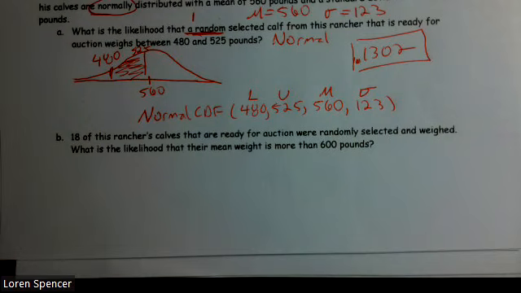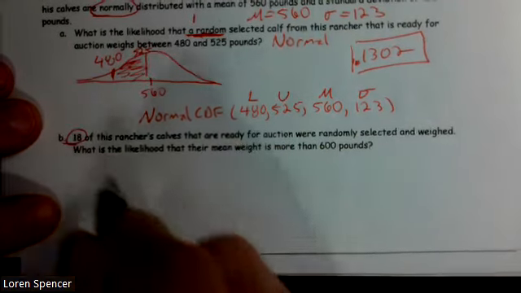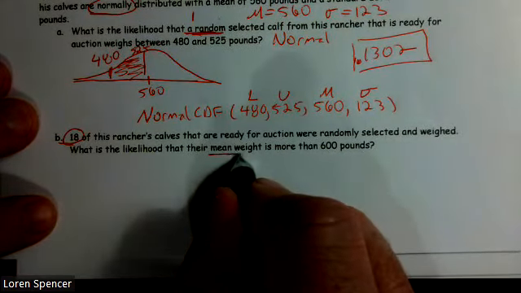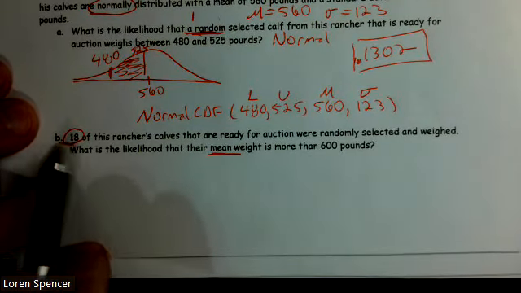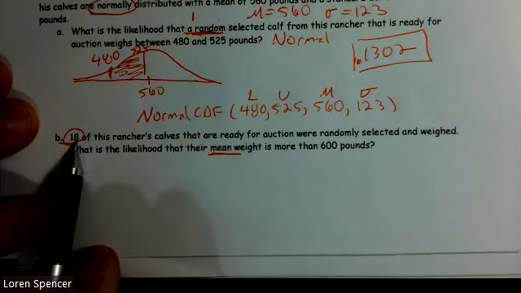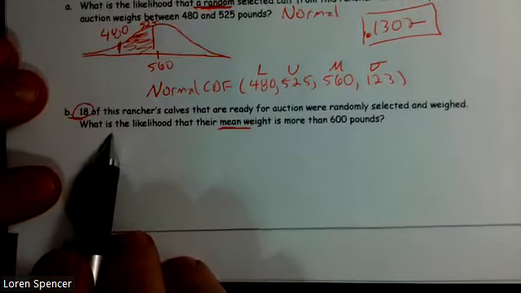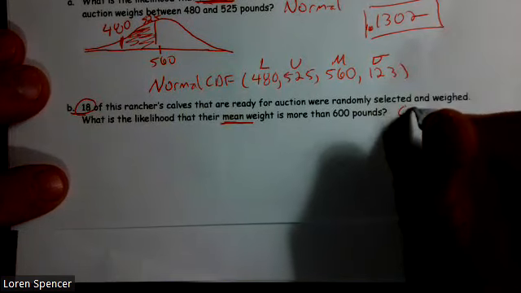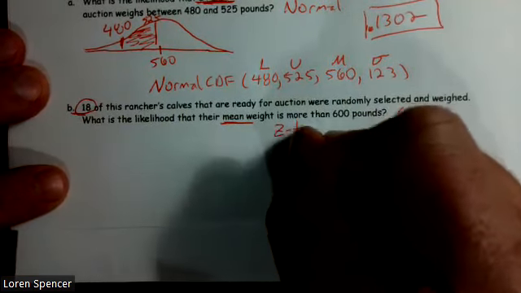All right, 18 of the ranch's calves that are ready for auction were randomly selected and weighed. What's the likelihood that their mean weight? So we have a group of 18, and we're talking about the mean. So this is a chance to use central limit theorem. Our sample size is normally too small, but the underlying distribution was normal, so we can go ahead and use central limit theorem. So this will be a central limit theorem, which will mean we're going to be running a z-test.